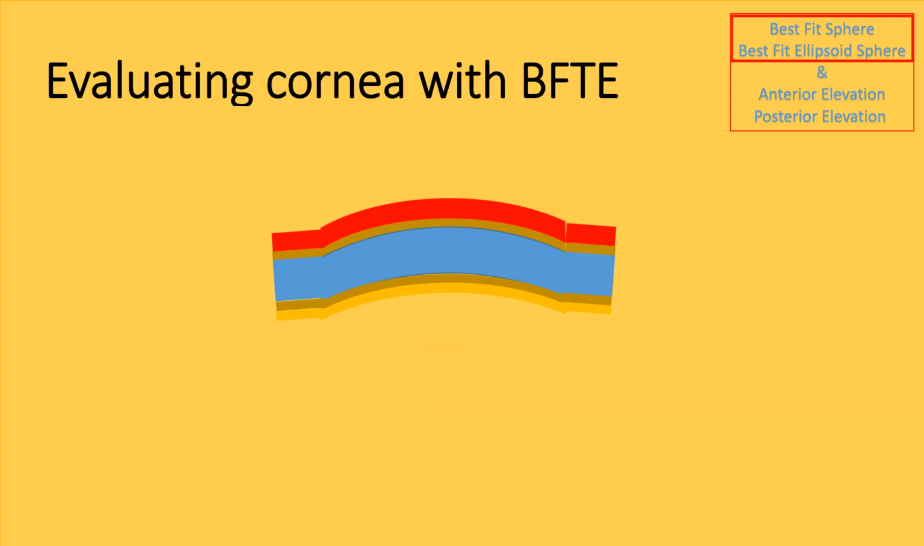So let's evaluate another cornea. We are going to compare it with the BFTE or best fit toric ellipsoid, and it perfectly fits. So it's a perfectly normal cornea without any irregularity.